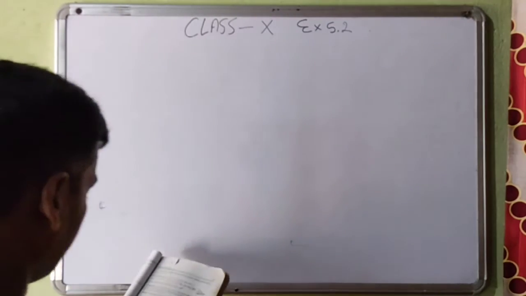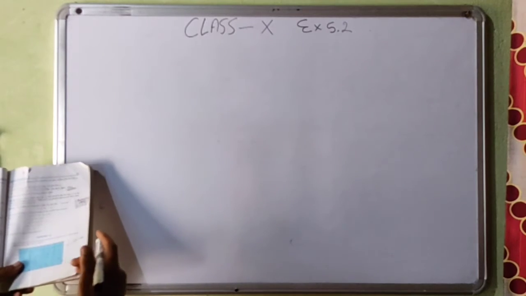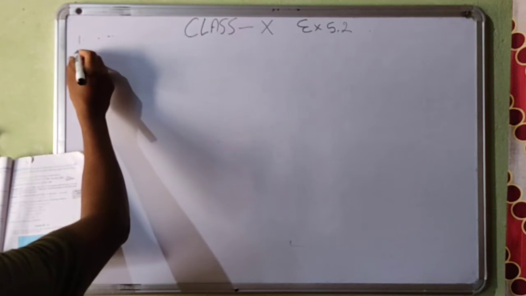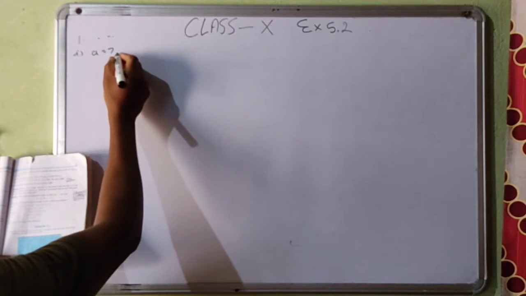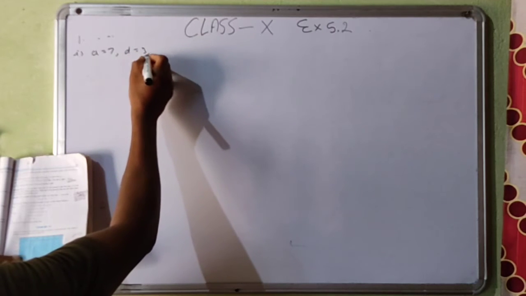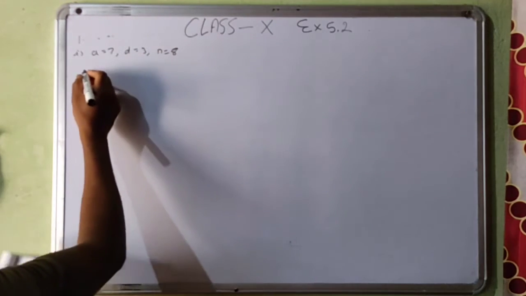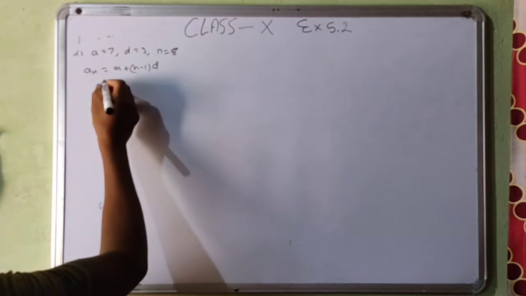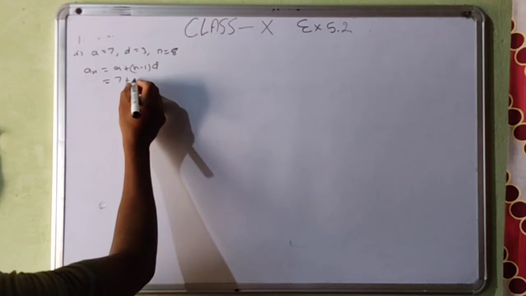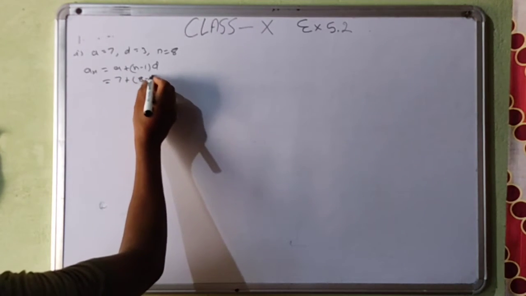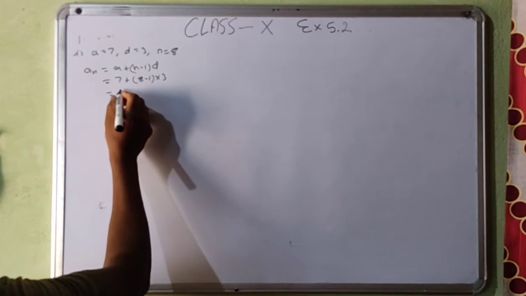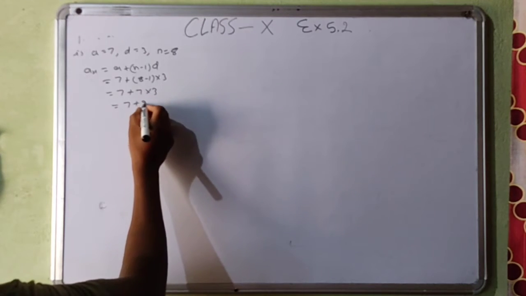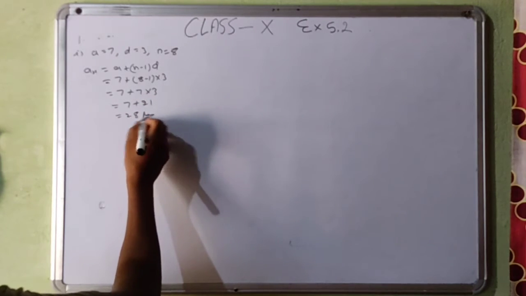So the first question is fill in the blanks. One or two fill in the blanks I can do here. The first part: a is equal to 7, d is equal to 3, n is equal to 8. We need to find an, which is a plus (n minus 1) d. So a is 7 plus (8 minus 1) multiplied by 3. So 7 plus 7 into 3. 7 threes are 21, so 7 plus 21 is 28. This is the answer.